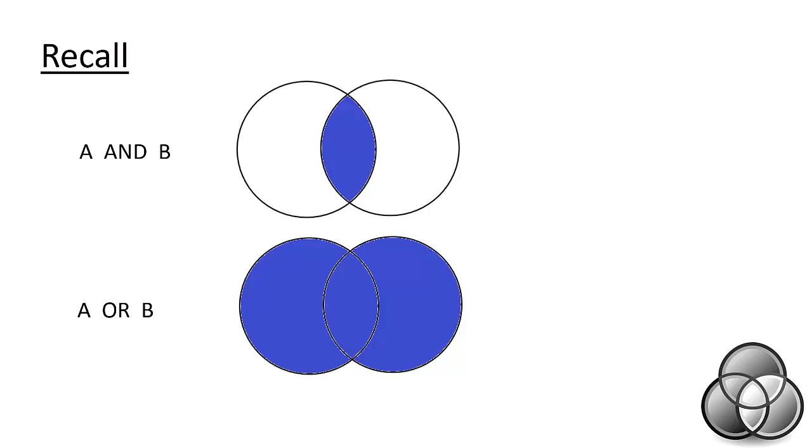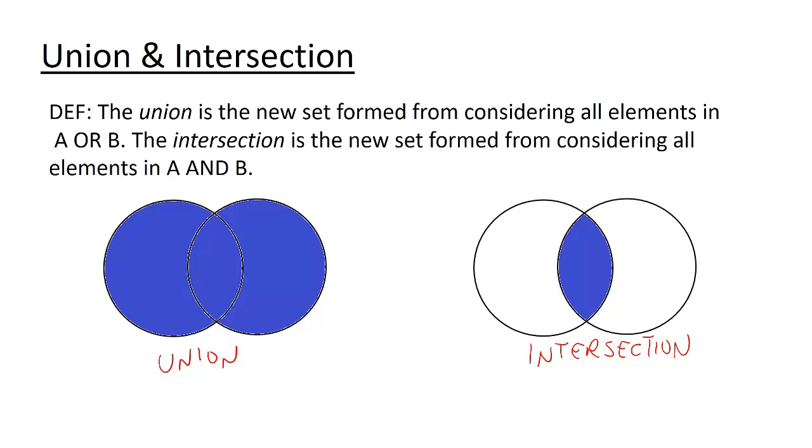The main idea of the union and intersection is to define a new set based on the shaded regions that we see here. For A and B, we call the shaded region the intersection of the two sets. And for A or B, we call the shaded region the union of the two sets. Here's a quick summary of those points I just mentioned. For the union, we write it like this: A union B. For the intersection, we write it like this: A intersect B.